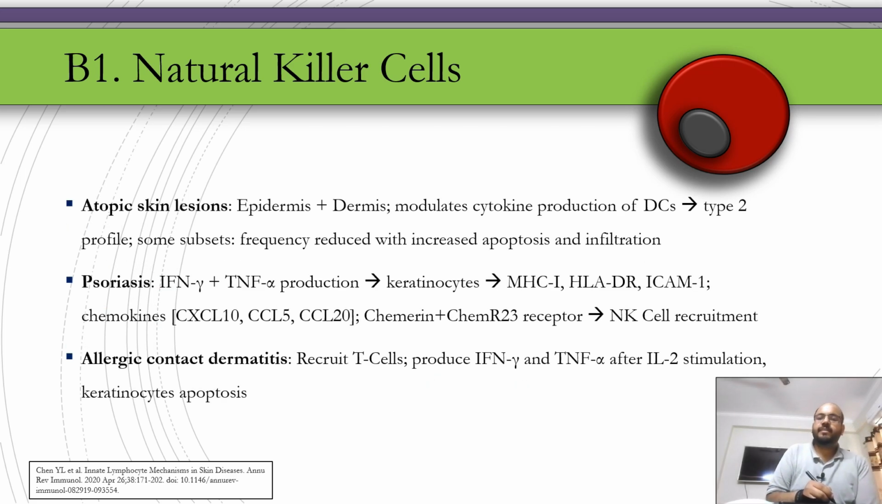Now, the role of NK cells in skin disorders. Like you have atopic skin lesions in epidermis and dermis. NK cells are found to be there in epidermis and dermis, and they modulate cytokine production of dendritic cells so that dendritic cells can modify a type 2 response. So you have atopic dermatitis-like inflammation and Th2 responses. Frequency is also reduced, and there's increased apoptosis and infiltration of the NK cells.